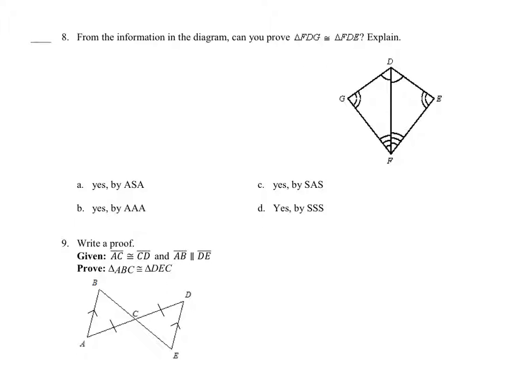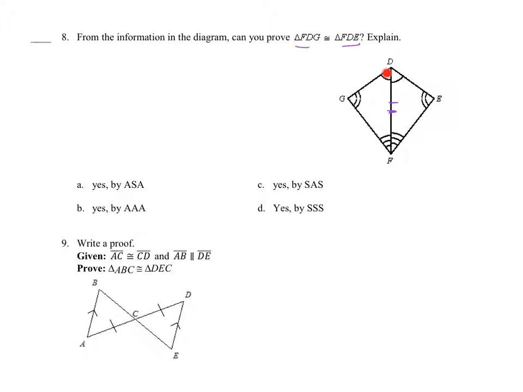So from the diagram, can you prove that these two are congruent and why? Looking at this diagram, I cannot use angle, angle, angle, even though in this picture we do have that, because we do not have a shortcut. Angle, angle, angle. I do see that this is going to be congruent to itself. And since that is congruent to itself, it looks like I could use angle, side, angle.